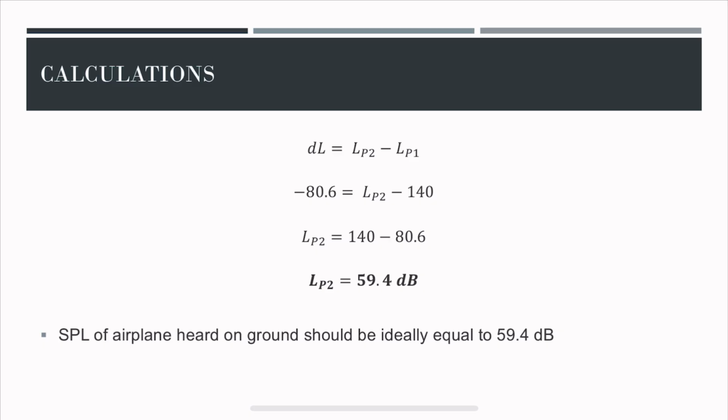So that's why negative 80.6 equals LP2 minus 140. And we do the calculation, we get LP2 is 59.4 decibel. So this is the sound pressure level that would be heard by an observer, assuming everything is okay.